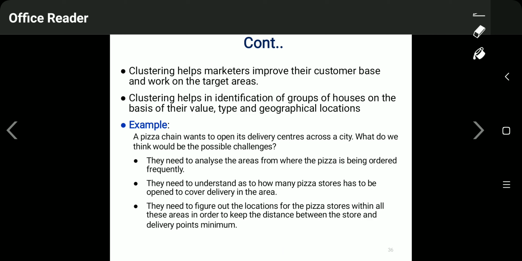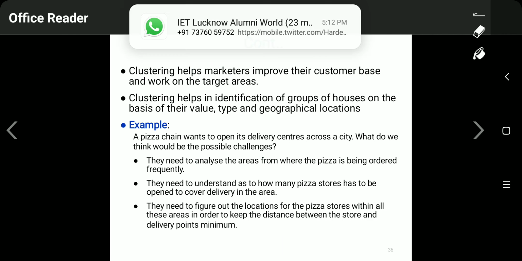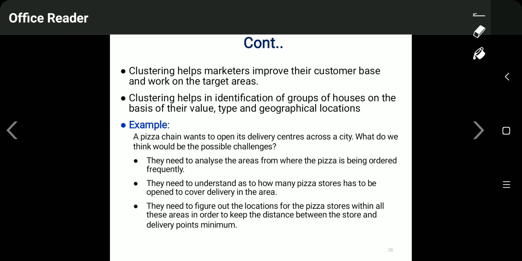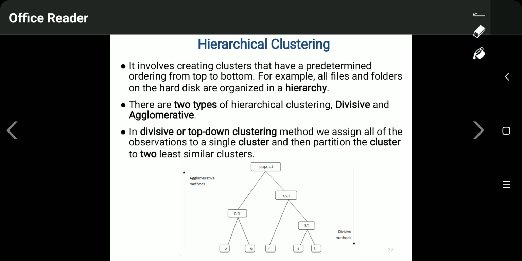And the second point, they need to understand how many pizza stores have to be opened to cover delivery in that area. Then they need to figure out the locations for the pizza stores within all these areas in order to keep the distance between the store and the delivery points minimum. So here the k-means clustering will be used, and we will perform k-means clustering operations in order to decide the delivery centers and the pizza centers.